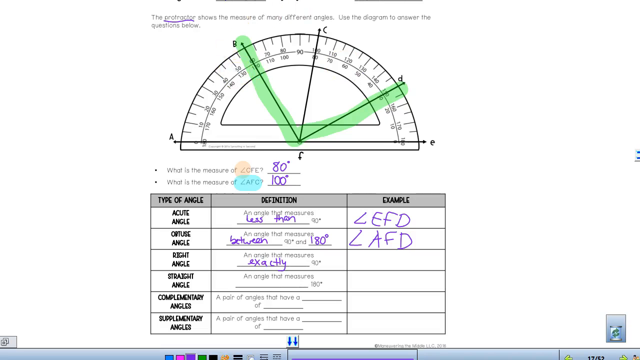And so I'm noticing that at B, it's starting at 60. So I'm going to count by tens and hope that I end up getting to 90 by the time I get to D. So this would be 10, 20, 30, 40, 50, 60, 70, 80, 90 degrees. So between B and D, there are exactly 90 degrees. So we can say that angle BFD is a right angle.